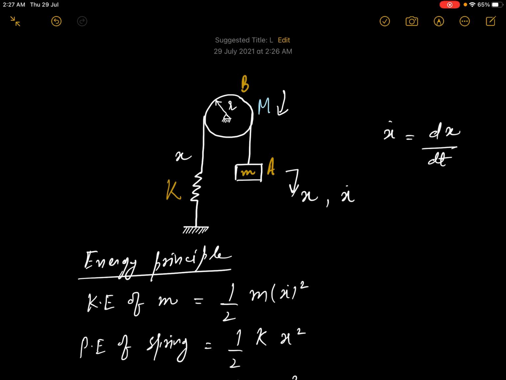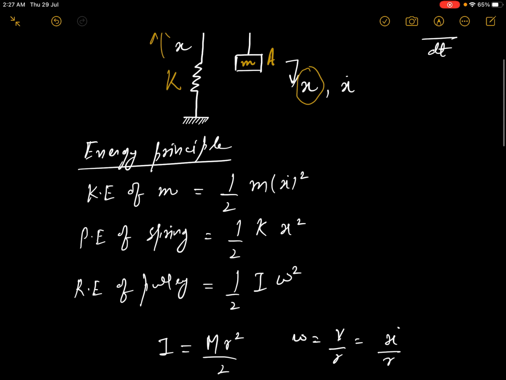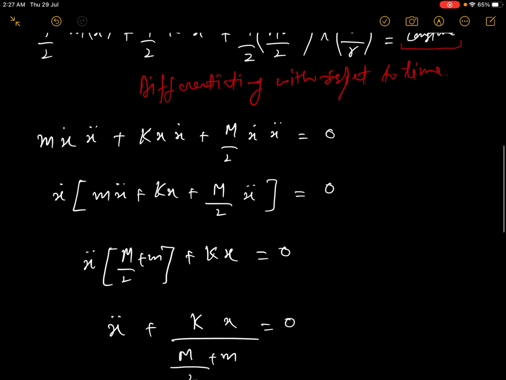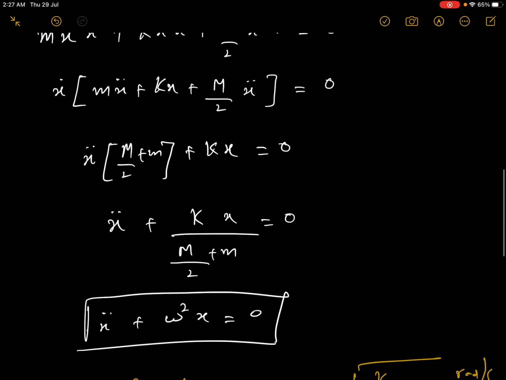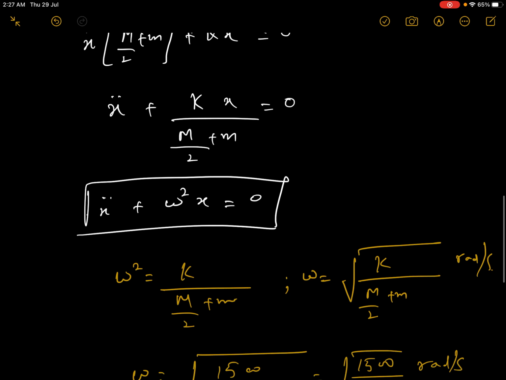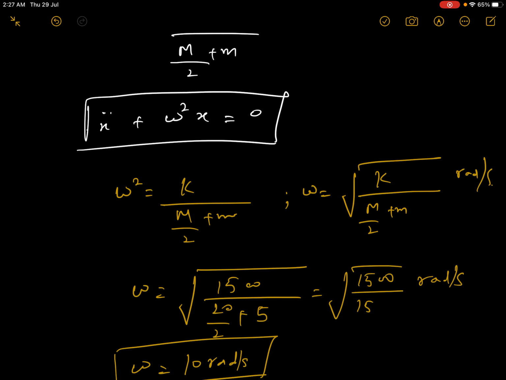So again we'll review this problem. What we did is we gave a displacement to the mass by an amount x, and we saw that there was an extension of the spring by an amount x, and the pulley is going to rotate in the clockwise direction. We found the three energies of the system, summed them up, and differentiated with respect to time. We simplified the equation and compared it with the standard equation of the spring mass system, and here we get the natural frequency of the system.